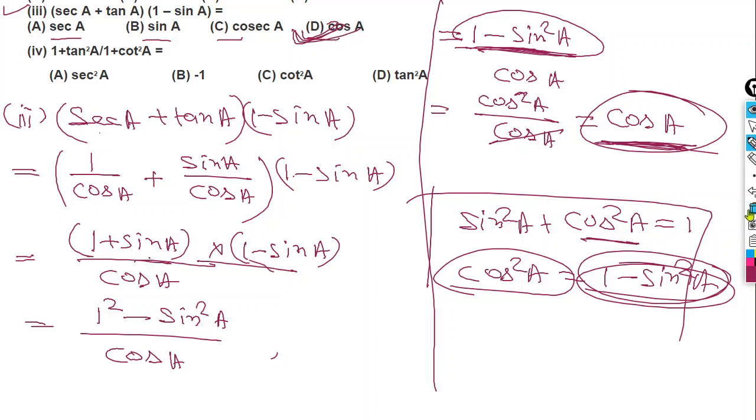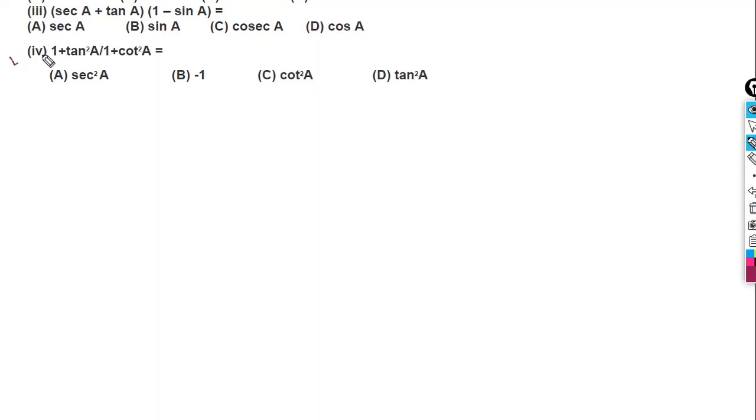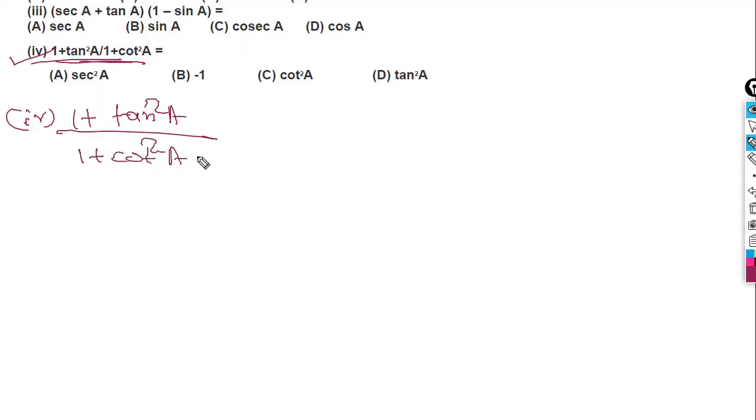Now let's move to the last one. IV: 1 plus tan square a divided by 1 plus cot square a equal to dash. Same thing we will do it here. First let's write the question. IV: 1 plus tan square a divided by 1 plus cot square a equals. Now you have formulas for this. 1 plus tan square a is a direct formula. 1 plus tan square a equal to sec square a, divided by 1 plus cot square a is equal to your cosec square a.